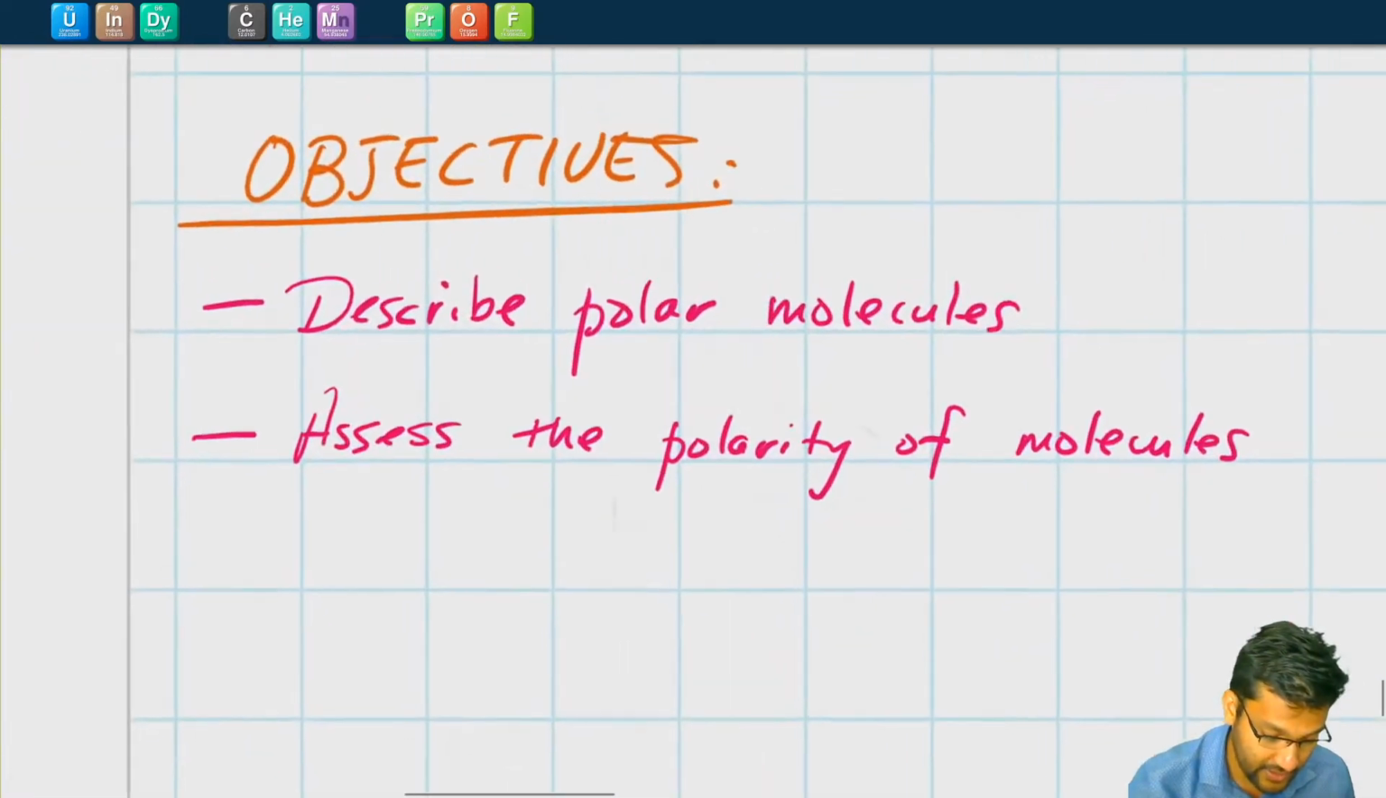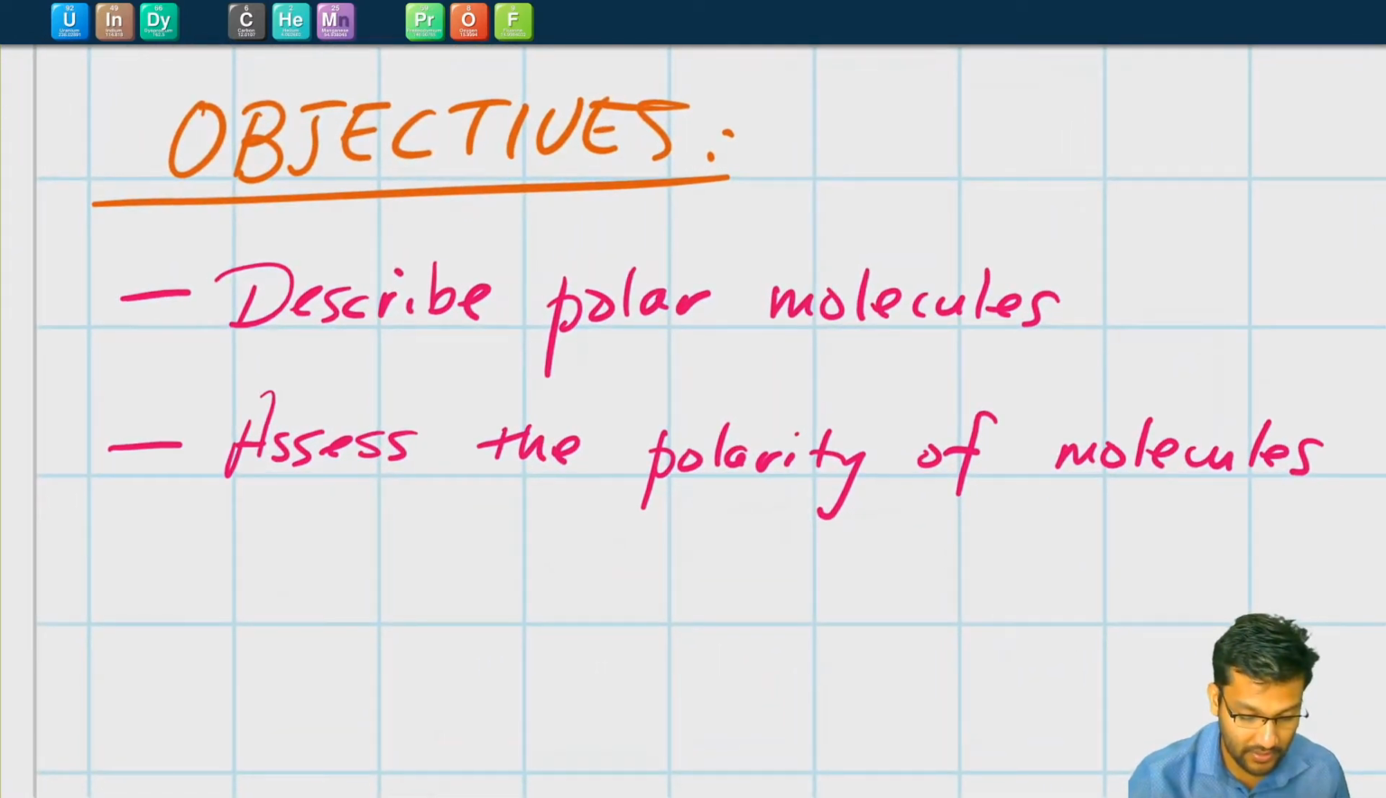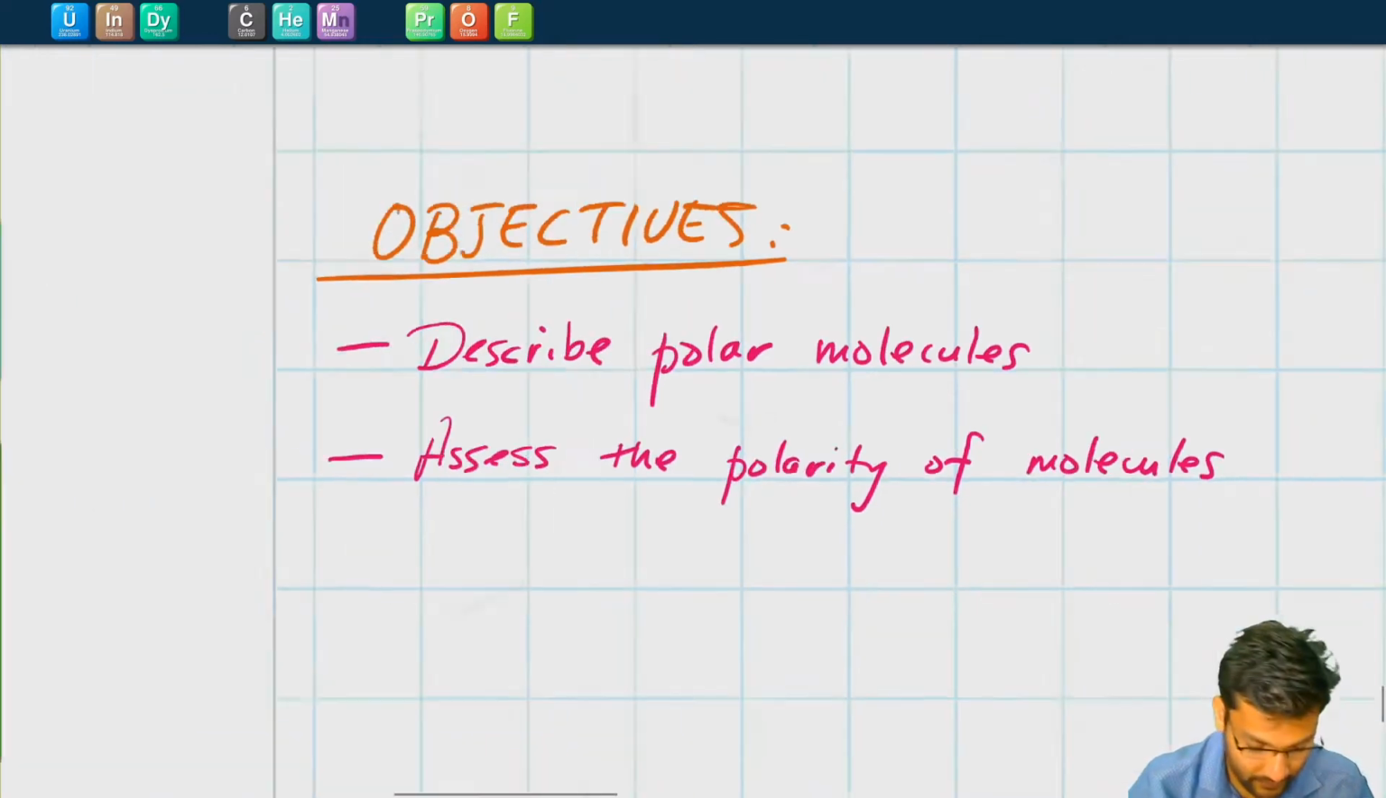By the end of this video, you should be able to describe polar molecules and also assess the polarity of various molecules. Let's get started.